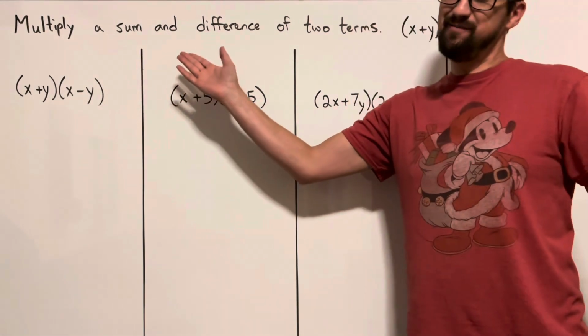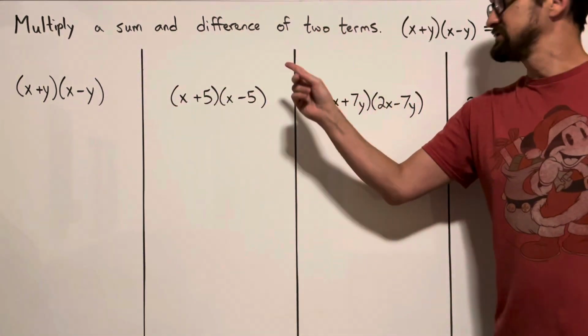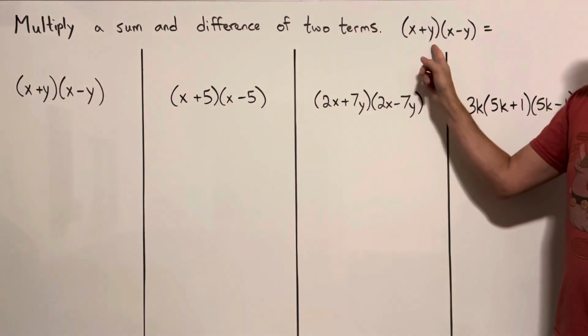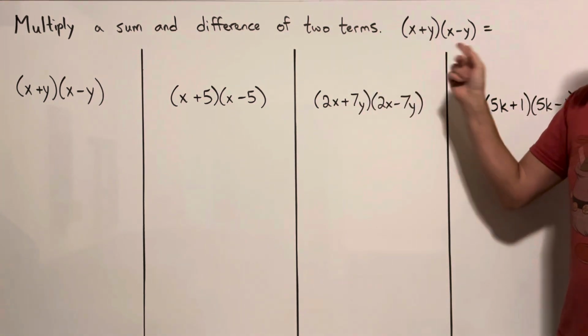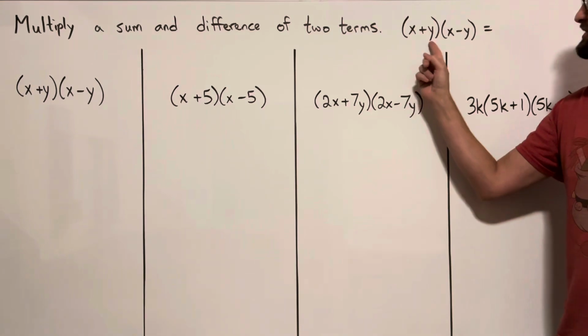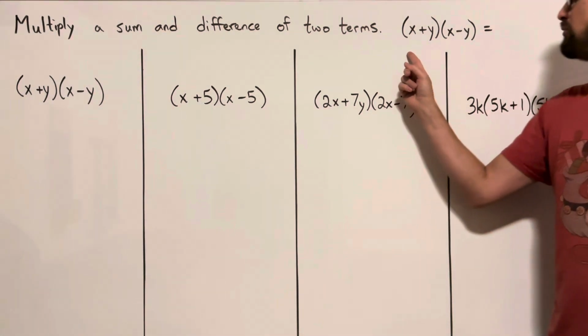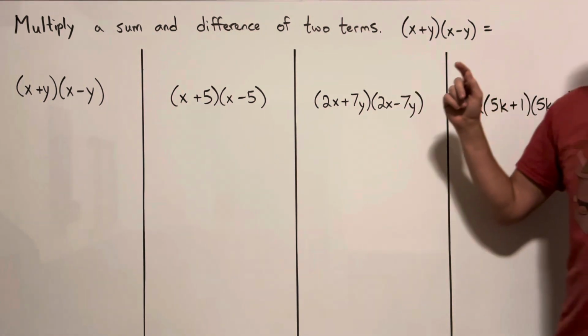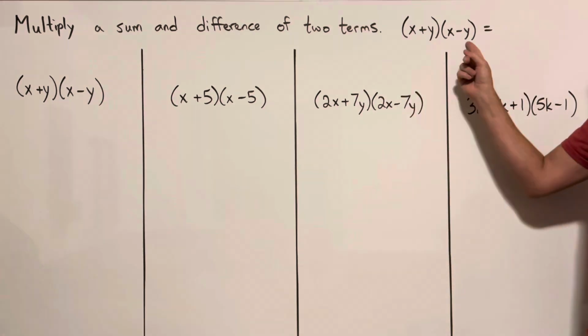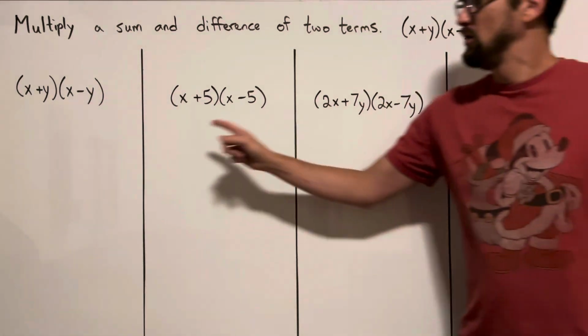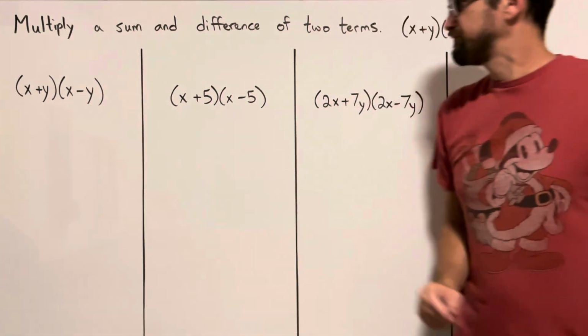Multiply a sum and difference of two terms. It's going to be this situation right here. The two terms are x and y. We have a sum of two terms, x plus y, and we multiply that to a difference of the two terms, x minus y. What do we get? Well, let's work it out right here.